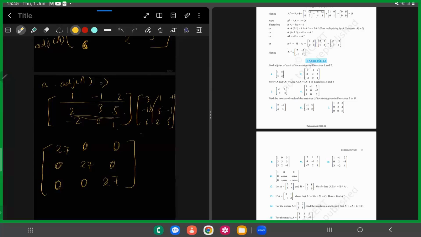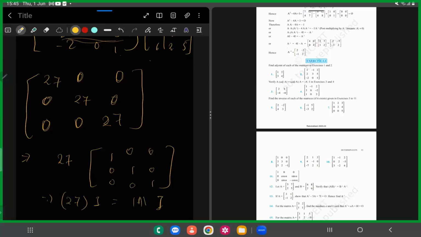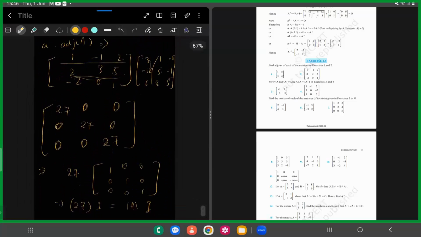Okay, and if you write this matrix simply, so this is 27 times the matrix 1 0 0, 0 1 0, 0 0 1. Okay, so this is nothing but 27 times I, and 27 is nothing but determinant of A times I, because if you calculate the determinant, the determinant of A is 27. Okay, so this is all about the verification of our property.